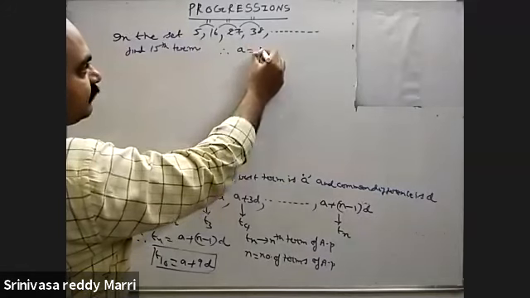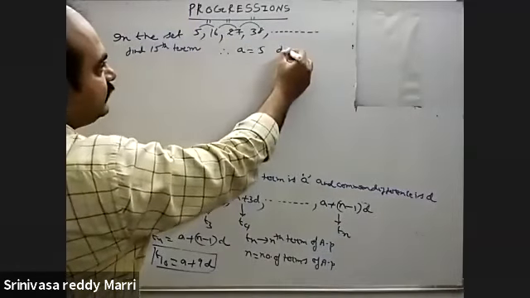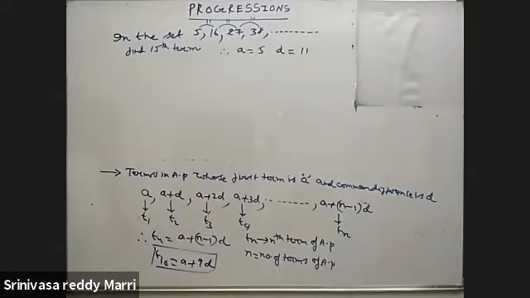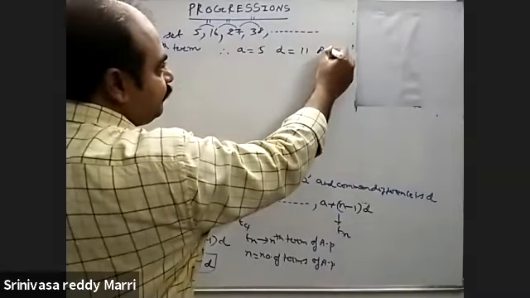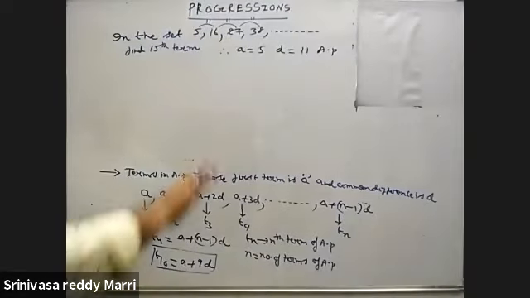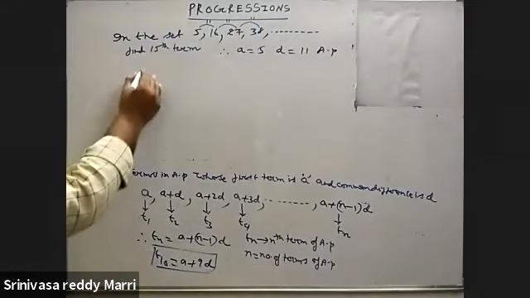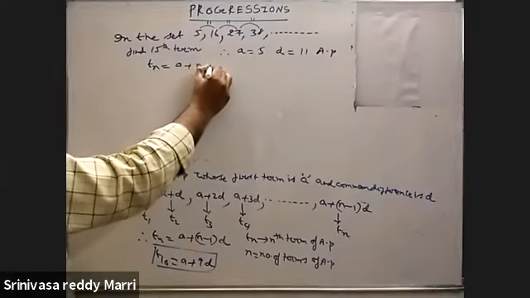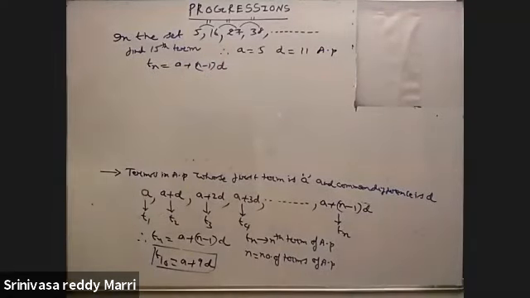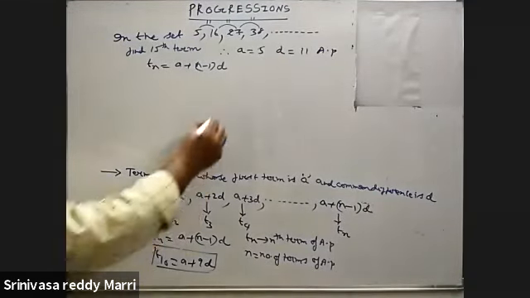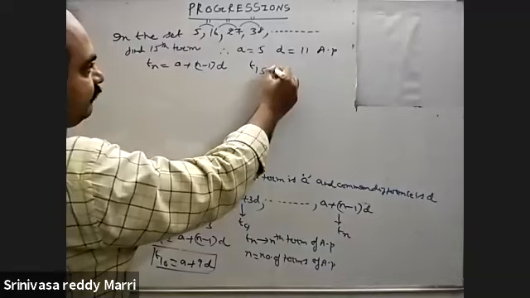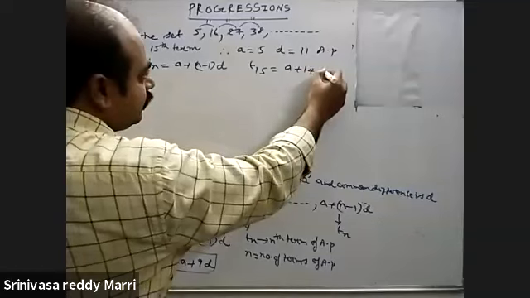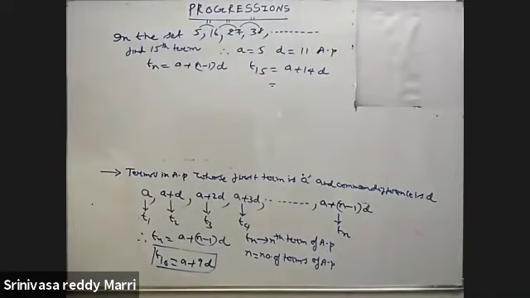First write the first term, a. a is 5. d is nothing but the common difference, which is 11, and they are forming an AP. So what he is asking is, from the starting onwards, the 15th term. That means what is the formula for Tn? a plus (n minus 1) into d. So therefore T15 is nothing but n equal to 15 here. a plus 14 into d.